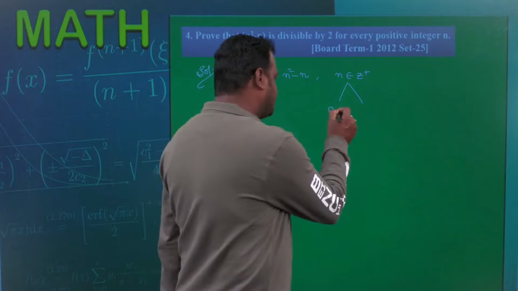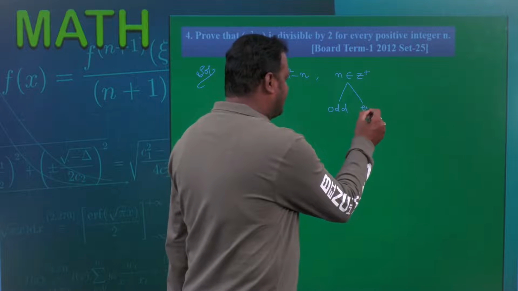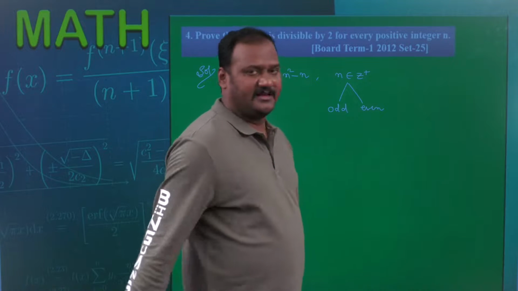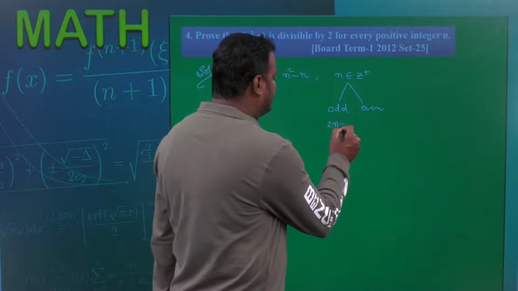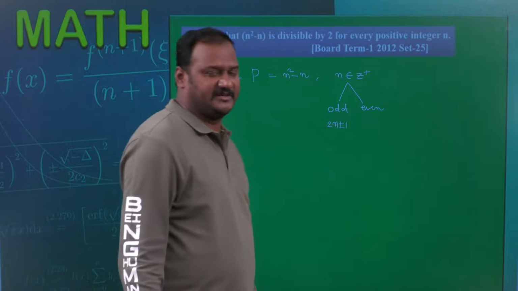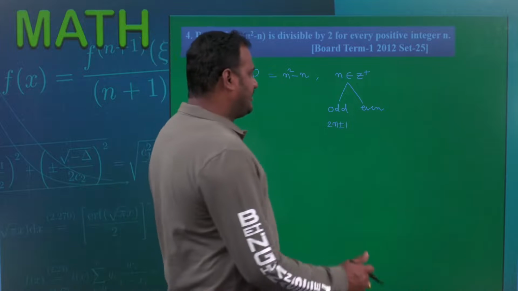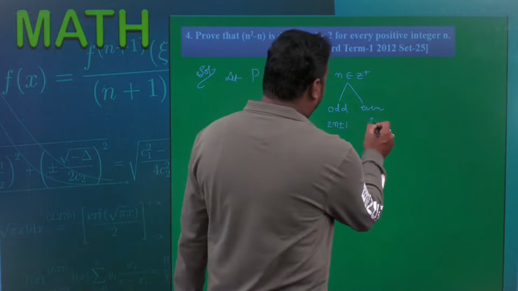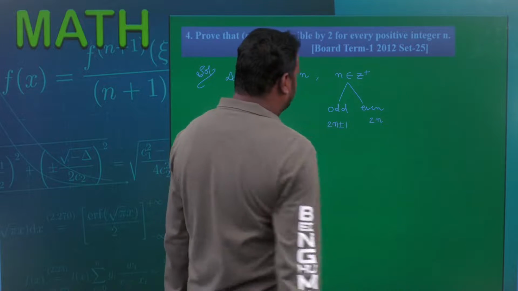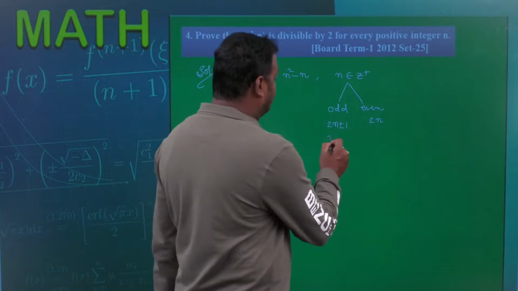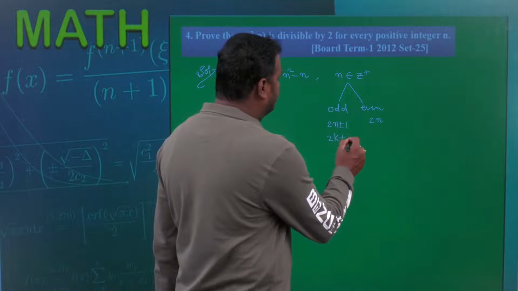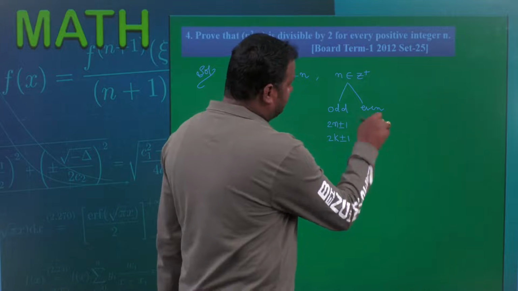One is an odd positive integer and one is an even positive integer. Every odd positive integer can be expressed in the form 2n plus or minus 1. It could be either 2n plus 1 or 2n minus 1. And every even positive integer can be expressed as 2n. Of course, you are using n here; change it to another variable, that is 2k plus or minus 1, or 2k.